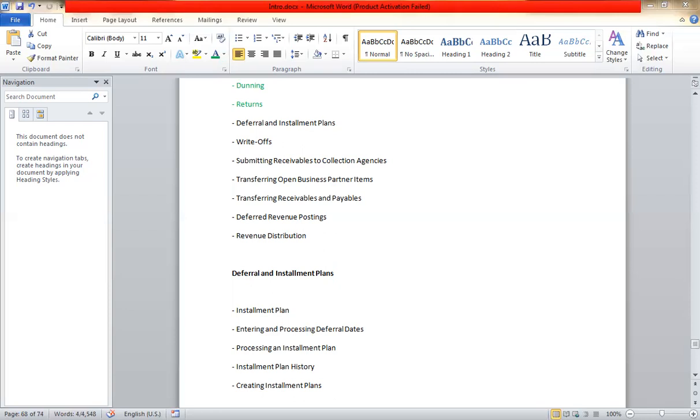Then the other topics that come under deferral and installment plans are: installment plan, entering and processing deferral dates, processing an installment plan history, creating installment plans, displaying or changing installment plans, then charging interest on installment plans.